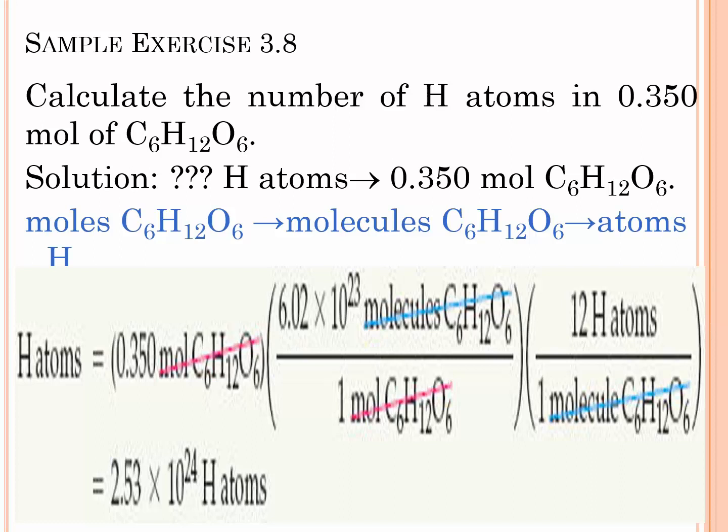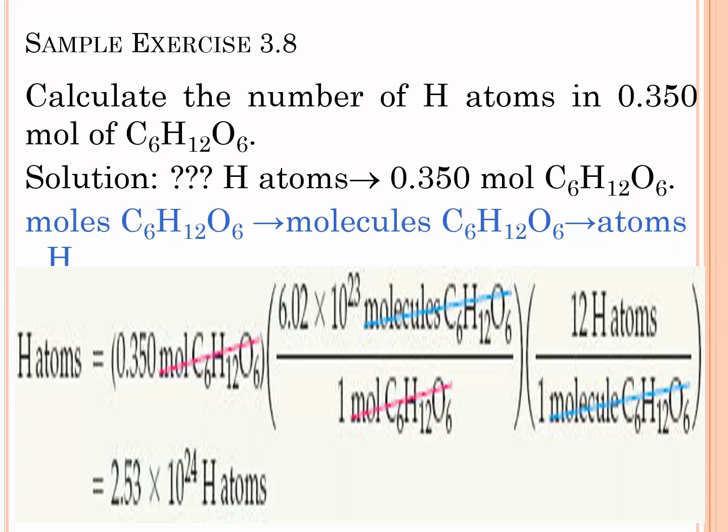Now again, here we have a sample exercise. Calculate the number of hydrogen atoms in 0.350 mole of C6H12O6. This is glucose. Now this is the solution. We want to convert moles of glucose into molecules of glucose into atoms of hydrogen, and this is like one step. You can use this one step for all of them.